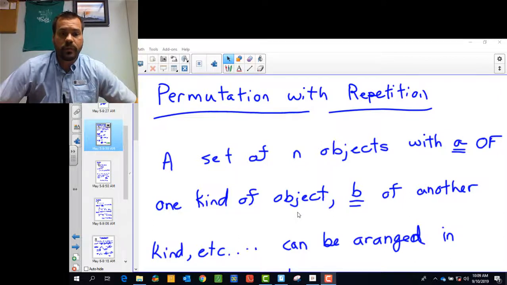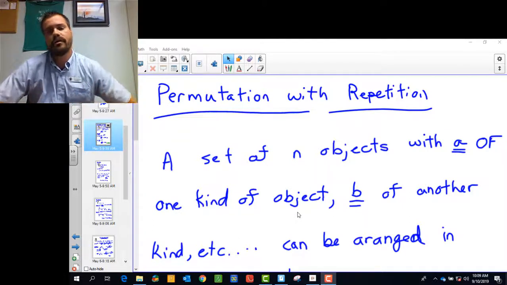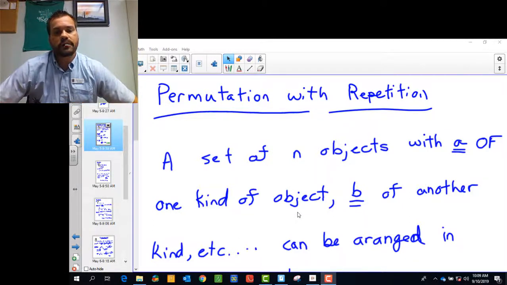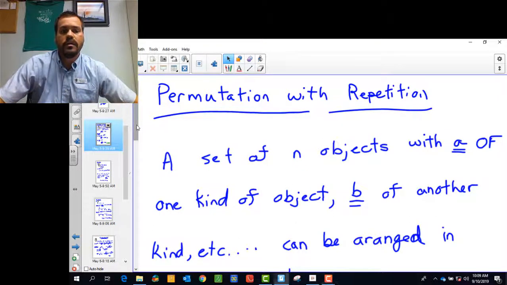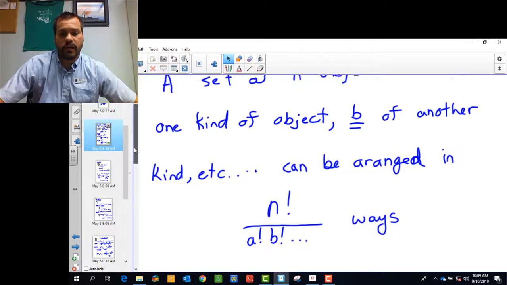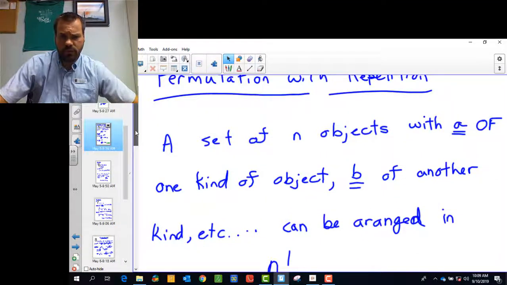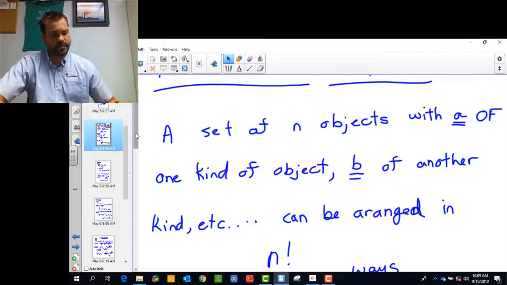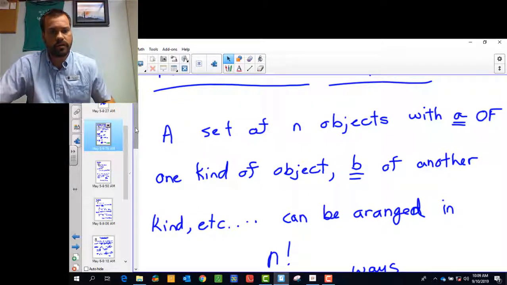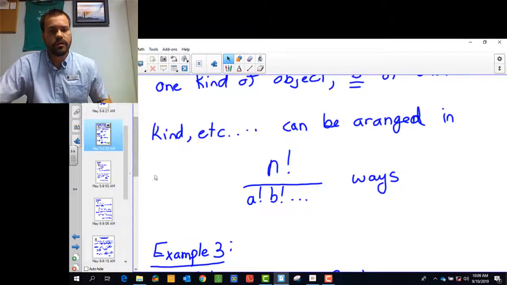objects with A, that is A being just some letter, of one kind of object, and B of another kind of object, and C of another kind of object. So what happens when there's repetition in the objects we're talking about? And what we mean by that is, for example, if I just took the word mathematics, let me just write it down here and I'll show you what this means.